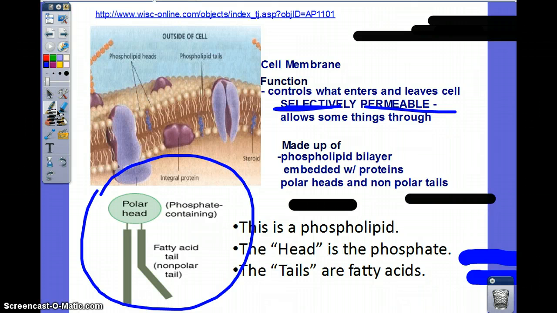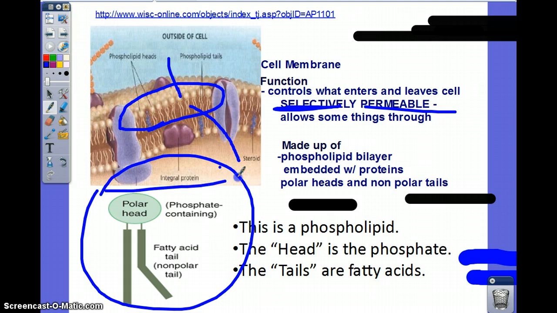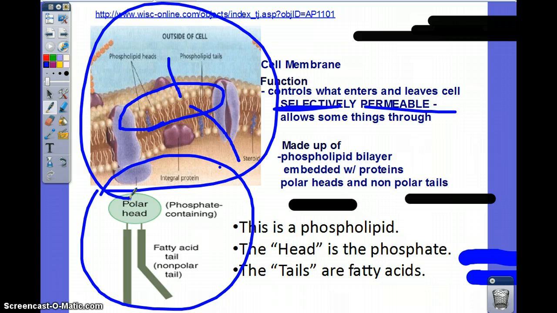If I point to this right here, what am I pointing to? This dot. Who could tell me? The head. And right here, the tail. And what about all of this right here? This would be the cell membrane. Those are the phospholipids. Correct.